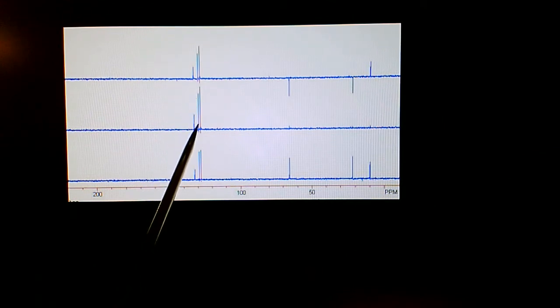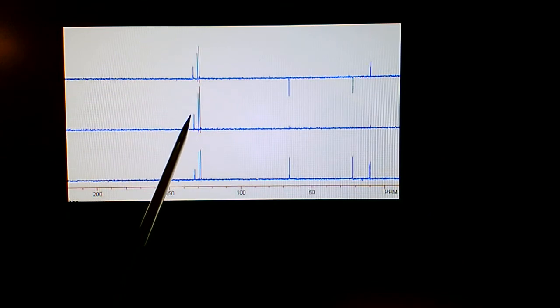Can you see how these two peaks are about twice as big as this peak? If all three of them are CHs, all three of them should be roughly the same size. The fact that these two are much larger than this one leads me to believe, now you can't say for sure, that there's symmetry in the molecule and that each one of these two peaks represents two carbons. So I believe there are 4 carbons represented by these two peaks, 1 carbon represented by this one peak here.